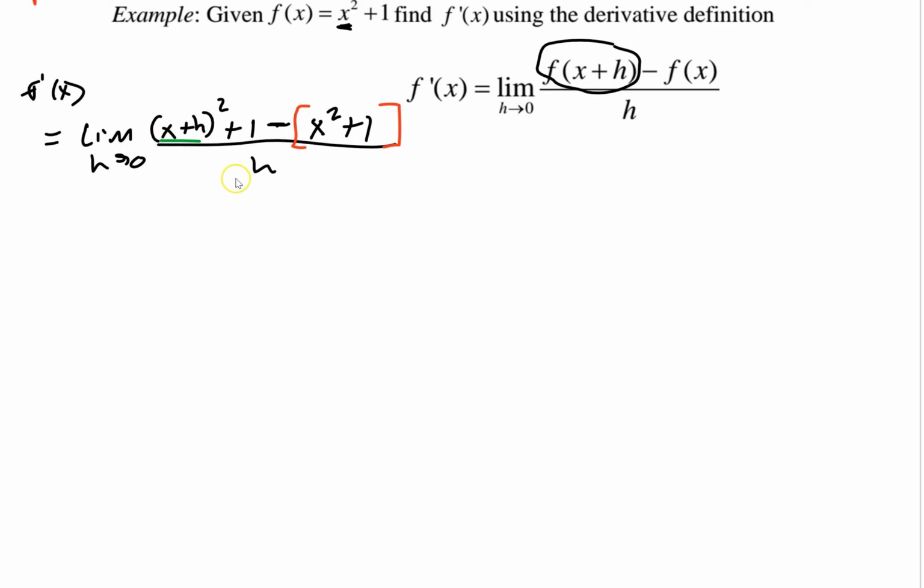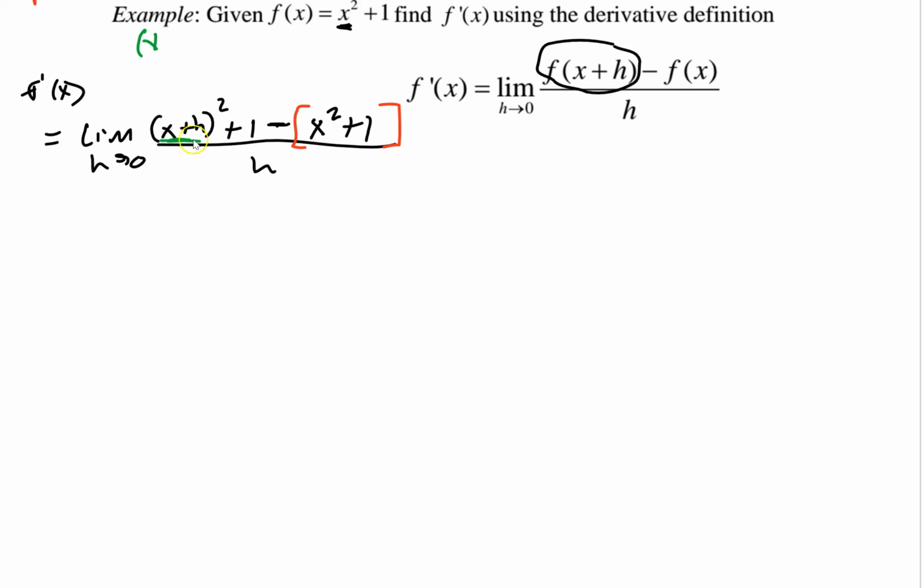Plug it in. Well, if you plug in, you get a 0 on the bottom already, so you know it's not going to work. Everything's going to kind of cancel out, right? So it doesn't work. You could try plugging in 0, it doesn't work, we got to fix it. I shouldn't have skipped that step, but if you plug it in, I'll tell you right now, it's not going to work. So we got to simplify it first. So let's simplify this side.